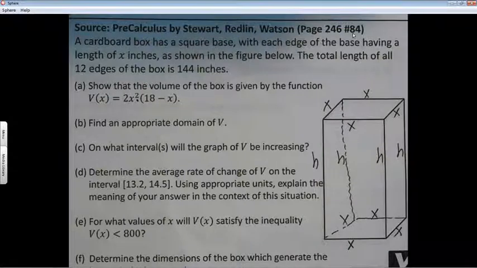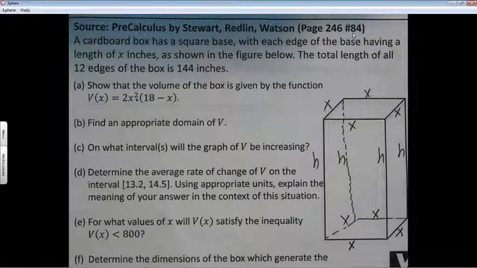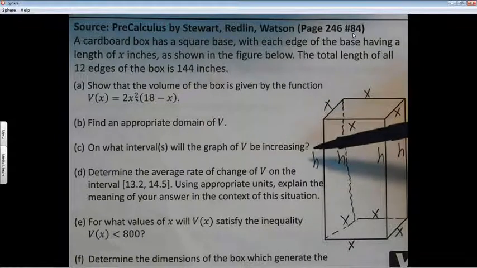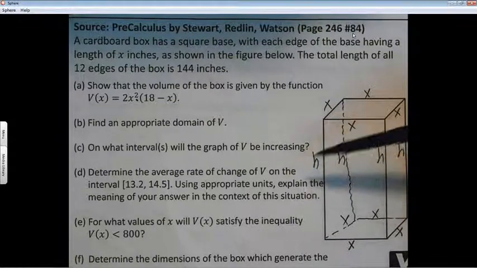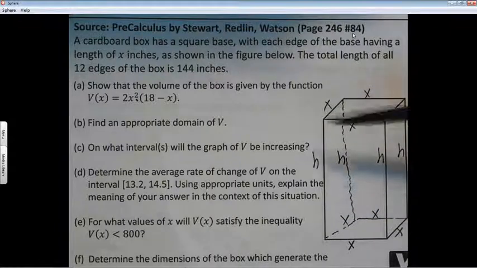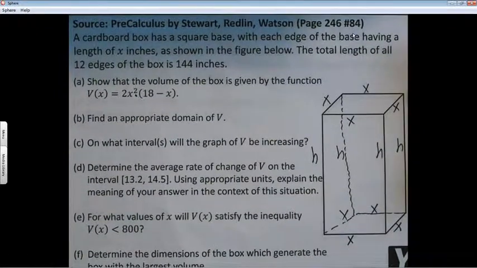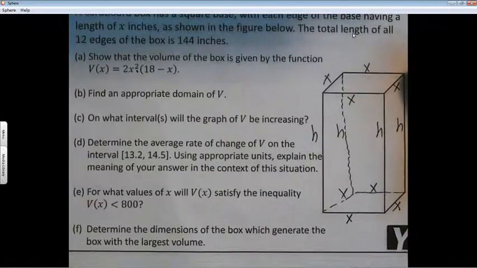We are being asked to show in part A that the volume of the box is given by the function V of x equals 2x squared times (18 minus x). Then in part B, we're going to be asked to find an appropriate domain for this function. In part C, we're going to be asked to find on what intervals the graph of V is increasing. In part D, we're going to determine the average rate of change of the volume on the interval [13.2, 14.5], and then using appropriate units, explain the meaning of the answer in the context of the situation.